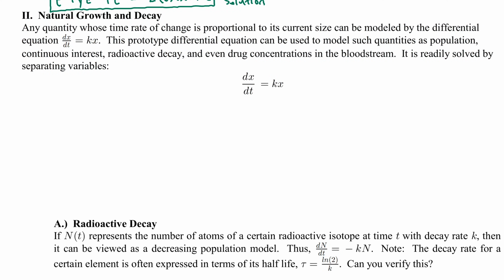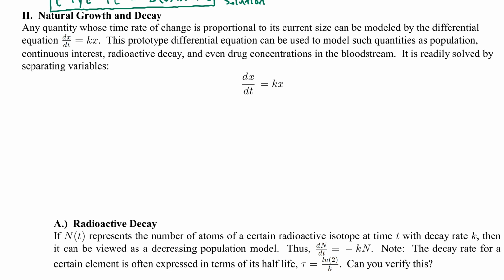Part 2, natural growth and decay. The differential equation, or the model that we are about to study, is very standard, and it applies to a myriad of different applications. Natural growth and decay: any quantity whose time rate of change is proportional to its current size can be modeled by the differential equation dx over dt equals kx.